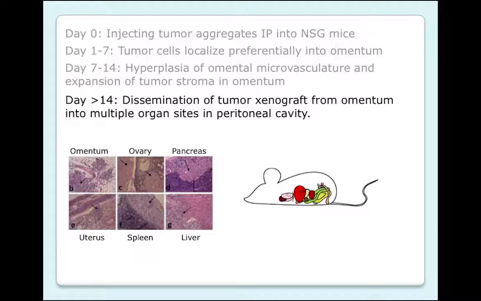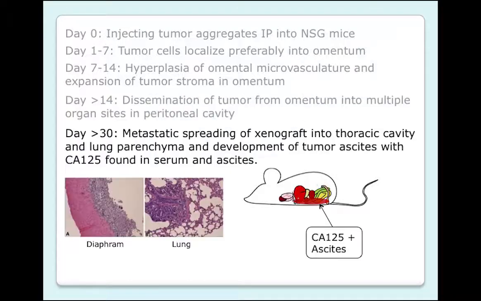If we let this go, we eventually get metastasis out into the diaphragm. As you can see, there's tumor in the diaphragm, and in the lung there's tumor. If we wait, and this happens very often in the patient as well, we get an ascites fluid, which is CA-125 positive. So this really mimics the pattern we see in a patient: local growth of the tumor, spread throughout the peritoneal cavity, breakthrough into the lung, and ascites fluid.